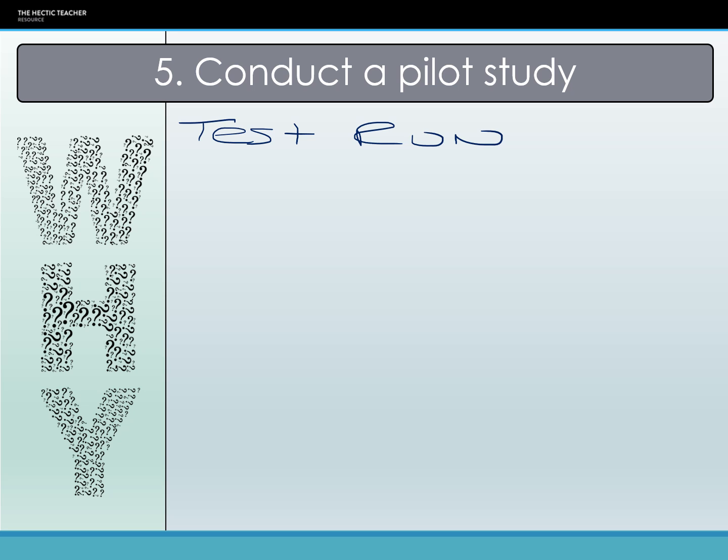But not every researcher will conduct a pilot study. Sometimes they may not feel it necessary, given the background research that they've conducted. So they may just skip this step and head straight into the final steps.